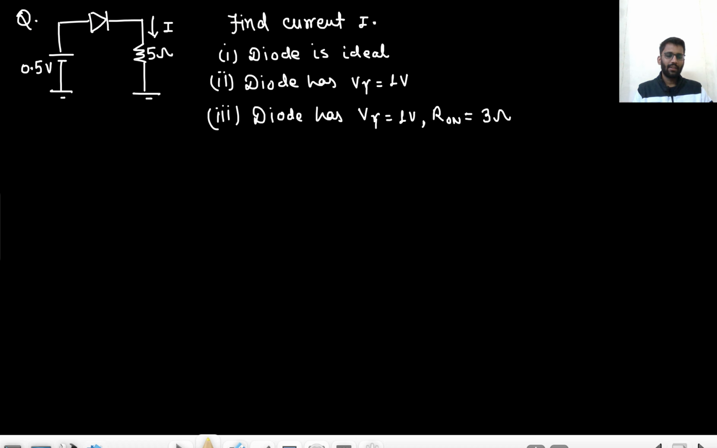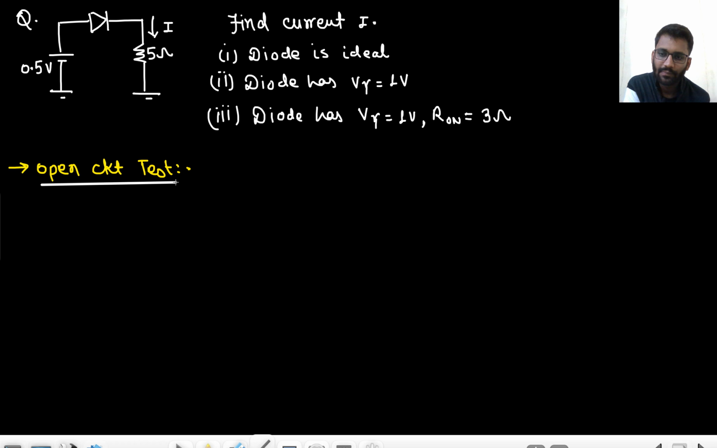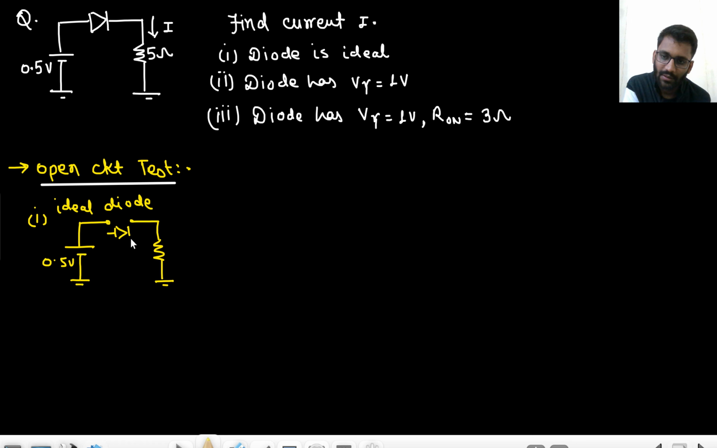In this problem, the same problem is there, but the applied battery voltage is 0.5 this time. So what I am doing, I am applying open circuit test. First condition, this is 0.5 volt battery. Replaced it with open circuit. This is ideal model, right? Ideal diode. Okay, so this is the diode.